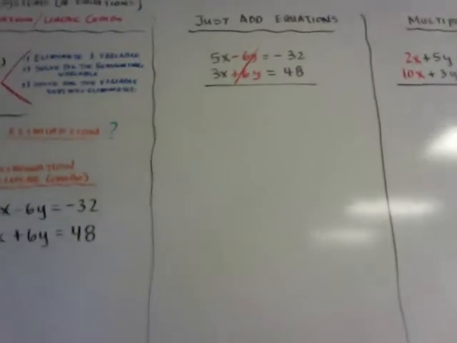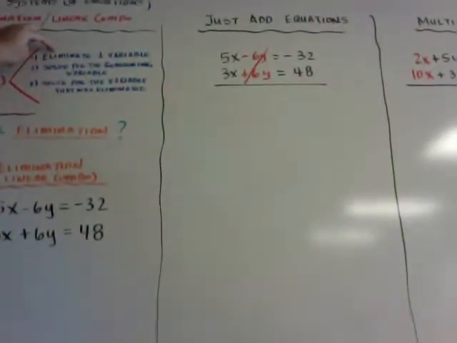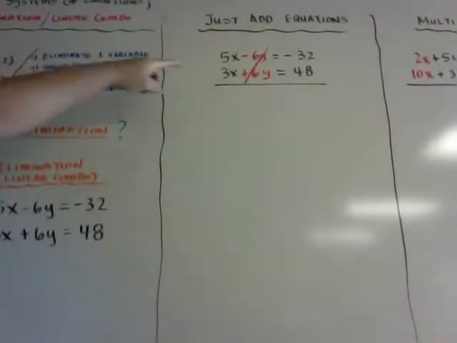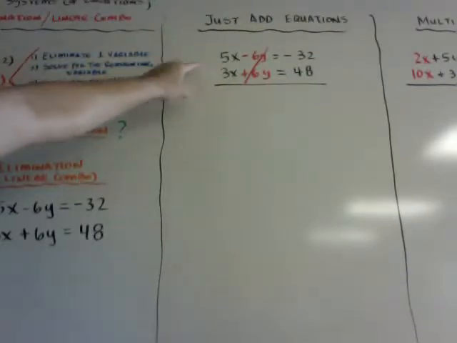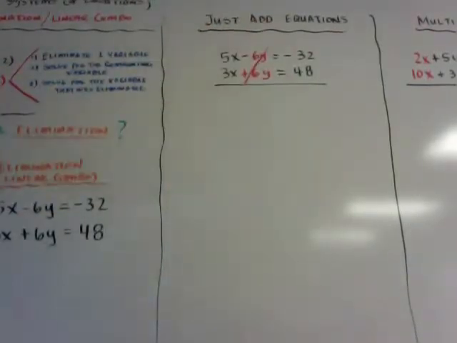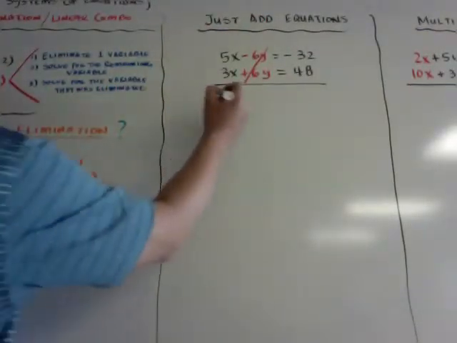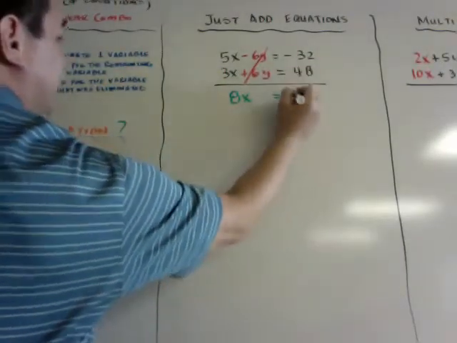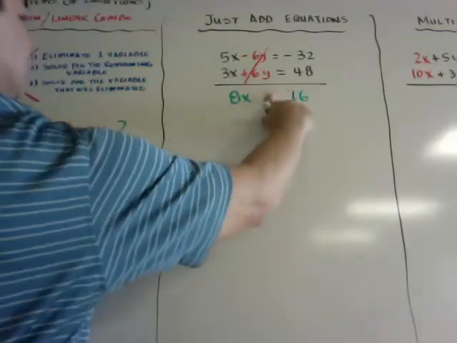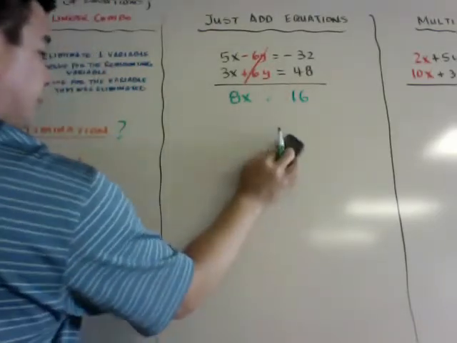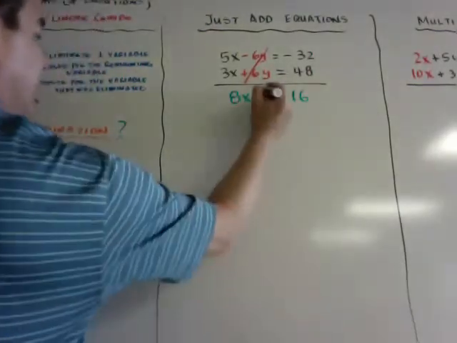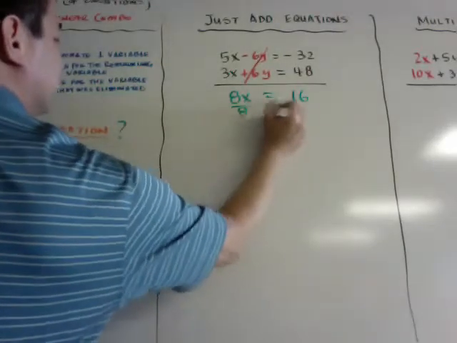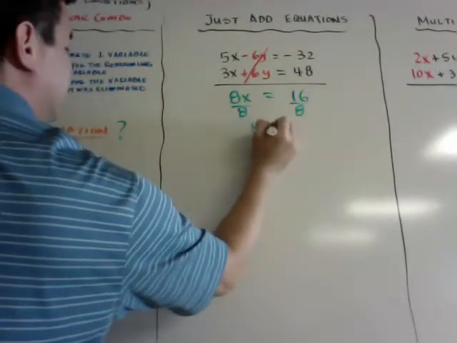Remember over here when I said first thing you want to do is eliminate one variable. Okay, so over here you can say eliminate one variable, and now I'm just going to add down what I have left. So 5x plus 3x is going to be 8x is equal to, and this is negative 32, so it's going to be 16. Oops, sorry. I'm going to divide both sides by 8, and I'm going to get x is equal to 2.